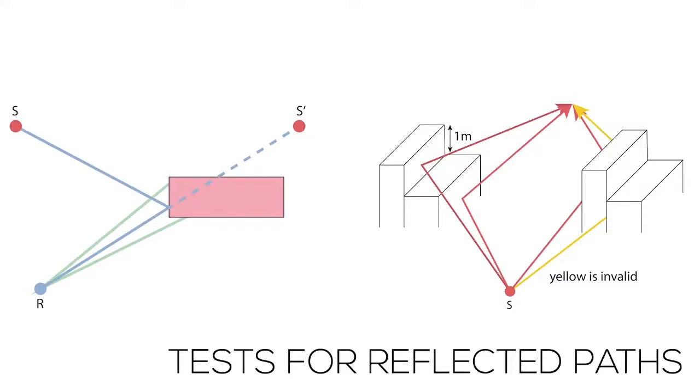The second test looks at the relative height in the case of buildings with common walls. The reflection is only valid when the reflecting building is at least 1 meter higher than the adjacent building, as can be seen on the right side.